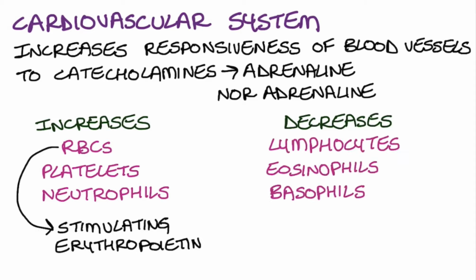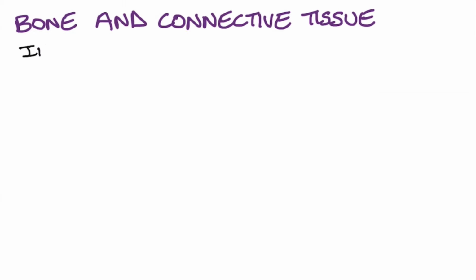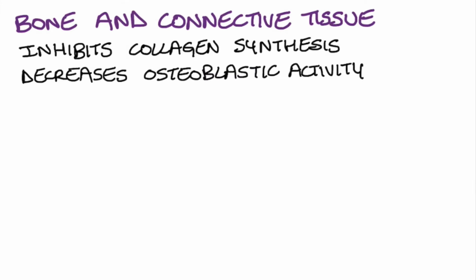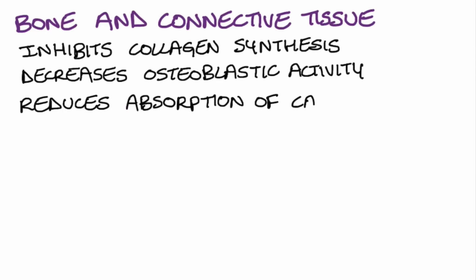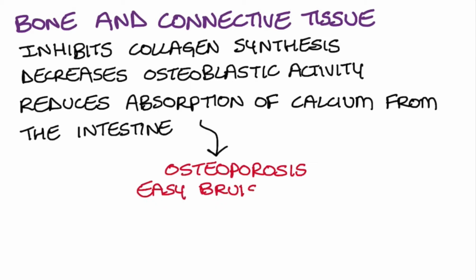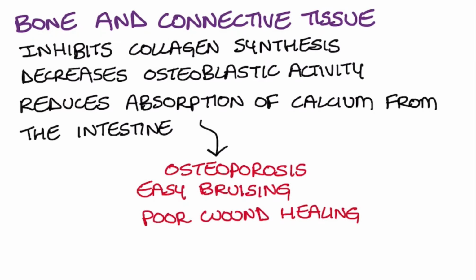It shows the following effect on bone and connective tissue. Cortisol inhibits collagen synthesis and decreases osteoblastic activity. It also reduces absorption of calcium from the intestine. As a result, prolonged exposure to high cortisol levels can cause osteoporosis, easy bruising, and poor wound healing.